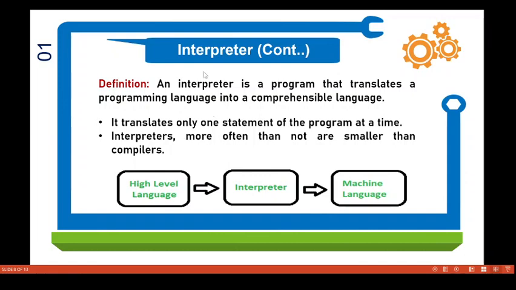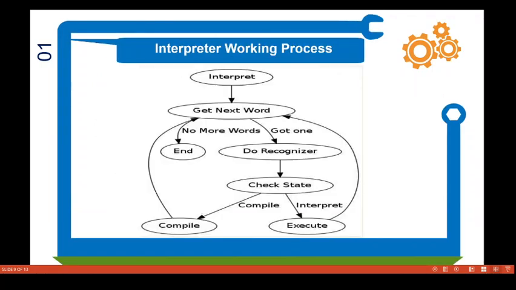But there is a slight difference between interpreter and compiler, and we can see the difference in the coming slides. This is the working process of the interpreter. The interpreter gets a word, and if there are no more words, it will end. If there is a word, then go on: go to number 1, then do recognizer, check state. You see, the compiler will compile, and the interpreter will interpret. So this is the working process of the interpreter.